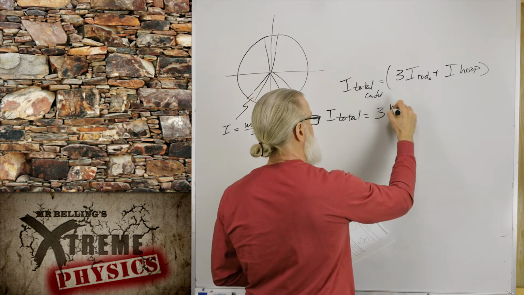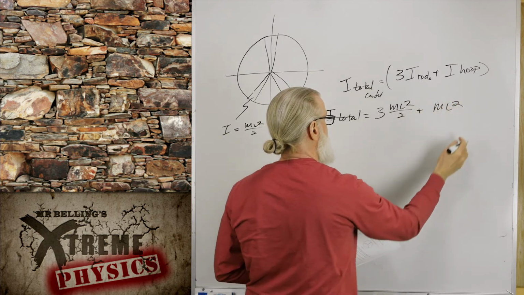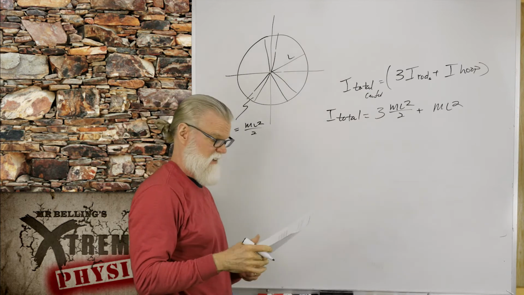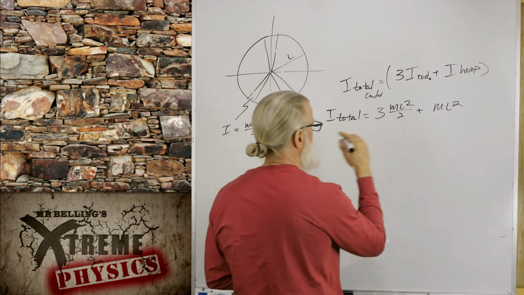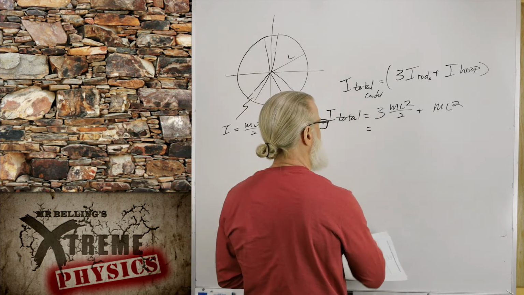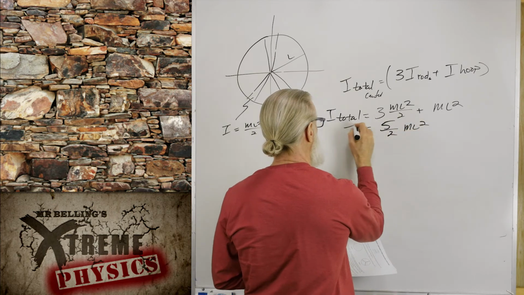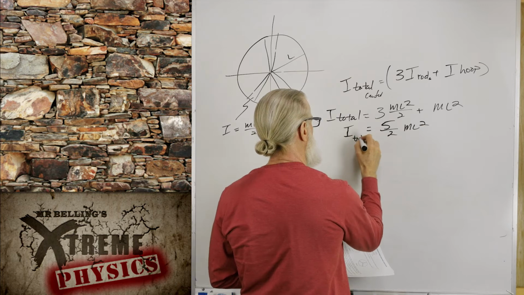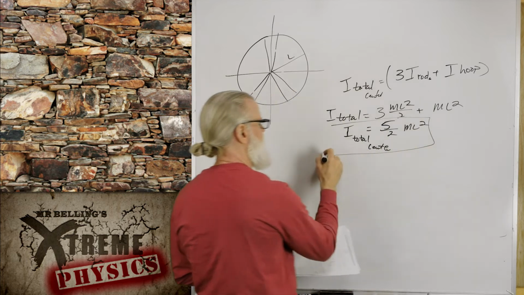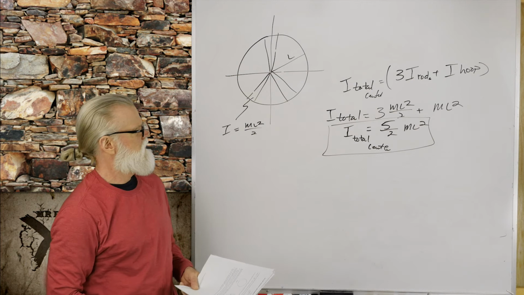3 times ml squared over 2 plus ml squared. So I guess this is L right here. That's L. All right, so what do we got? We got 3 halves ml squared plus ml squared. I guess, is that 5 halves ml squared? 5 halves ml squared is the total moment of inertia about the center, right? I think that's the answer. That looks right to me. There we go.